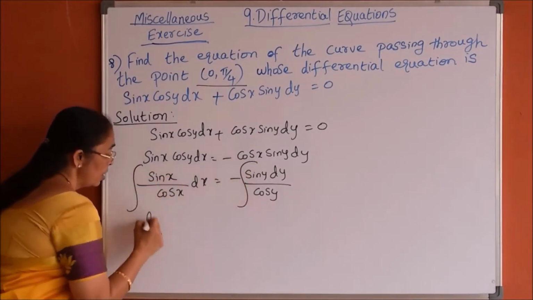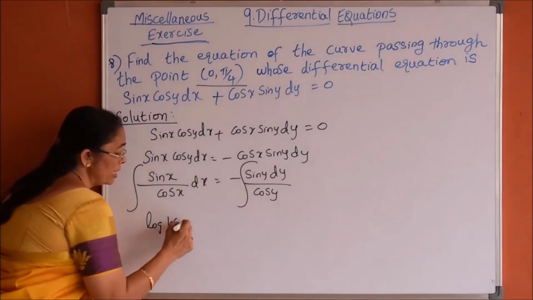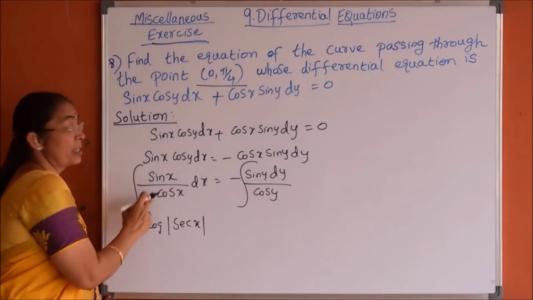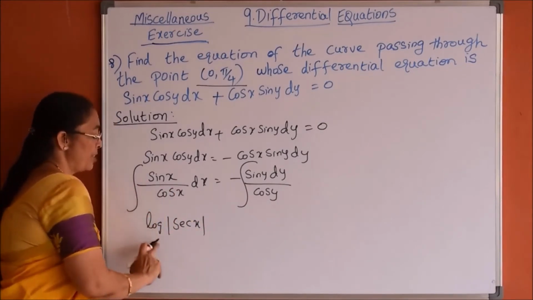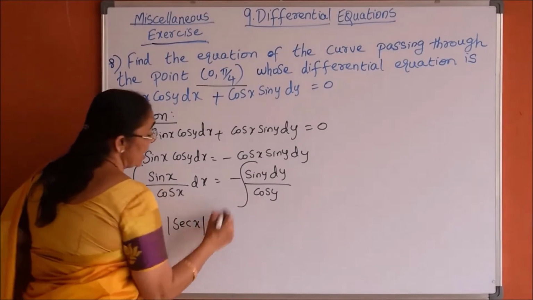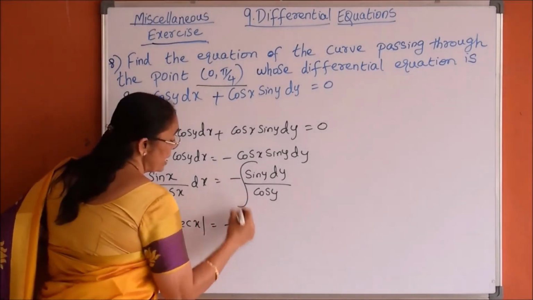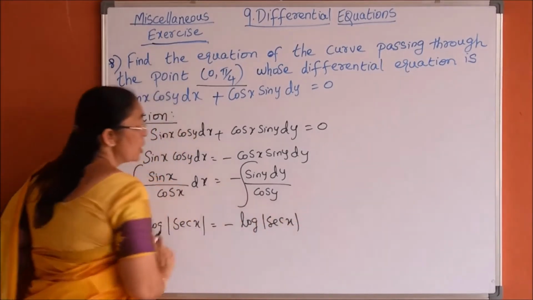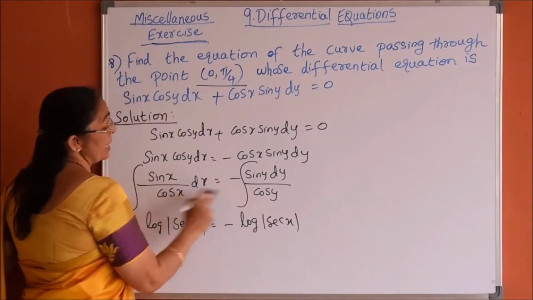Integration of sin x by cos x is tan x. So, integration of tan x is log mod secant x, and here the minus sign is there, minus log mod secant y. Since two terms are, this is secant x, this is secant y.